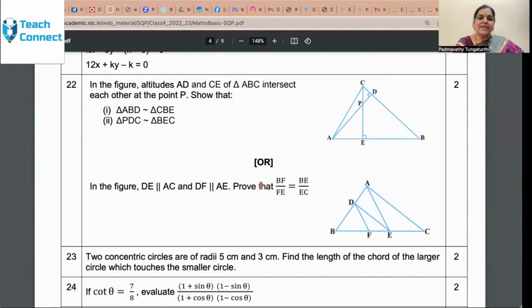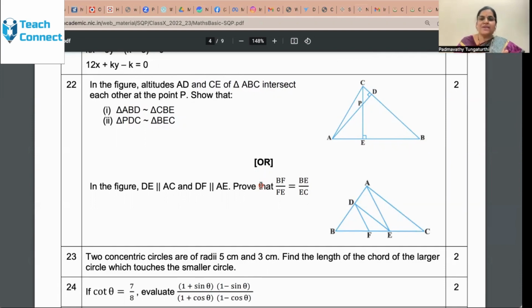Altitudes AD and CE of triangle ABC intersect each other at point P. Show that triangle ABD is similar to triangle CBE. Look here, how the child takes hold of that 90 degrees and makes different triangles. How the child is able to have spatial knowledge, turning the question and checking how the angles are similar. They can definitely prove it because it's for them to have a vision of similarity.